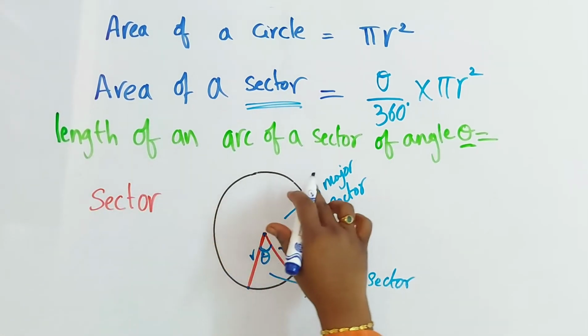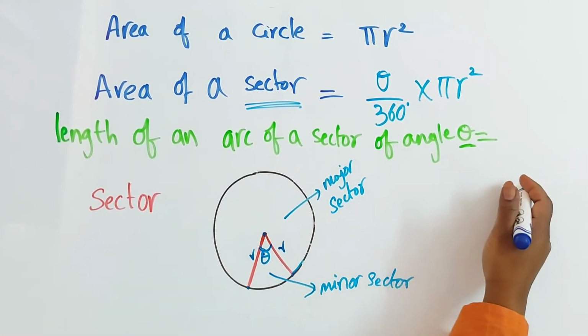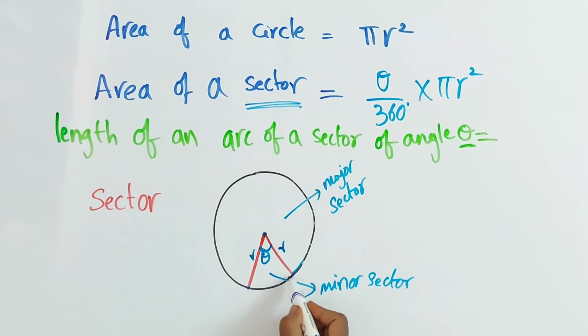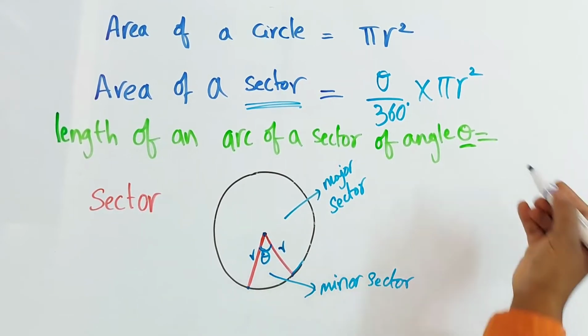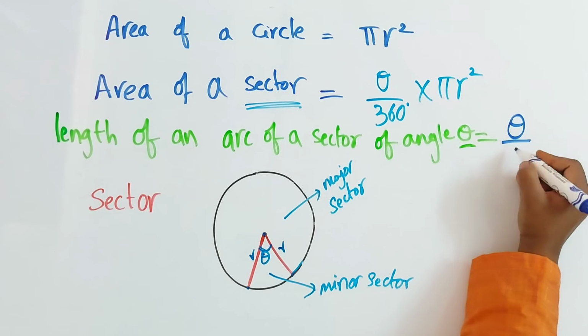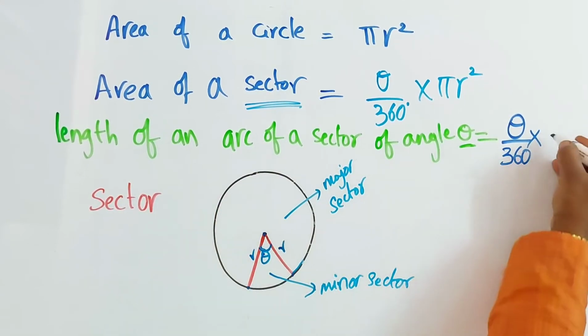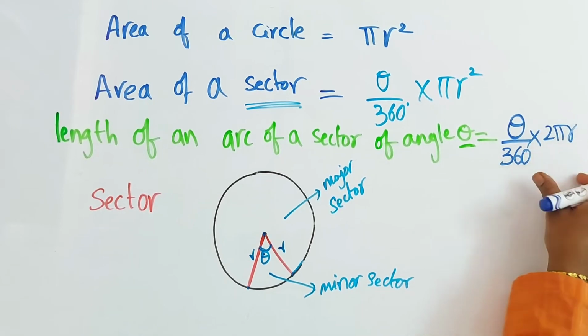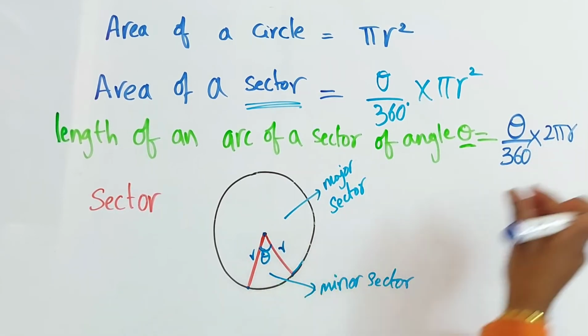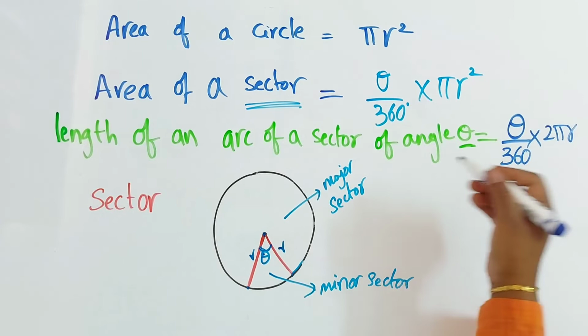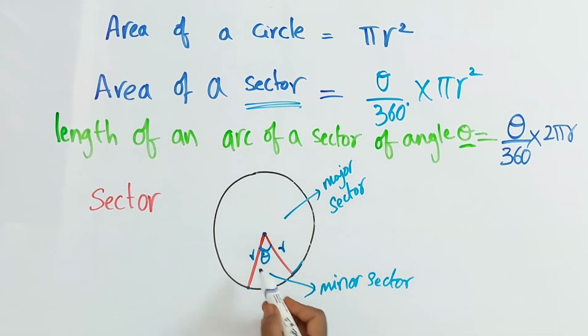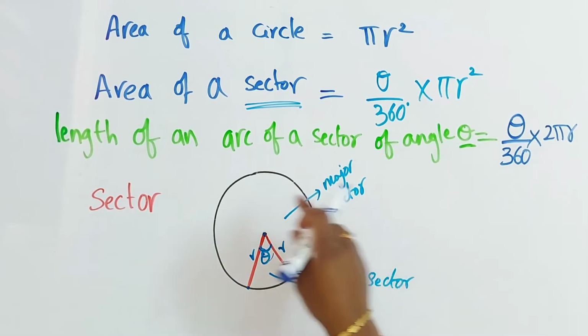Length of an arc of a sector of angle theta, children. That means this one. Length of this arc is equal to angle theta divided by full angle 360. We know the circle circumference is 2 pi r, because we are finding length of the arc. That's why we are taking circumference. So length of an arc of a sector of angle theta, that is theta by 360 into 2 pi r.